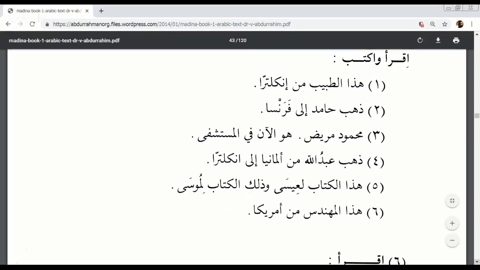Next slide. Aisha. ذهب حامد إلى فرنسا. There should be tanween on the end of Hamidun. Yes, Dhahaba Hamidun. ذهب حامد إلى فرنسا. Good. Hamid went to France. Excellent. Good. Go ahead, Zara. Next line.